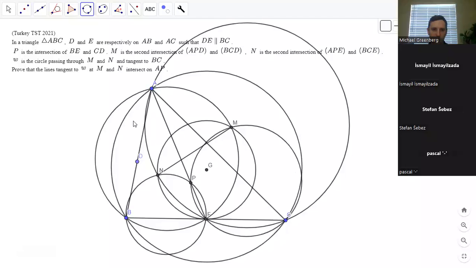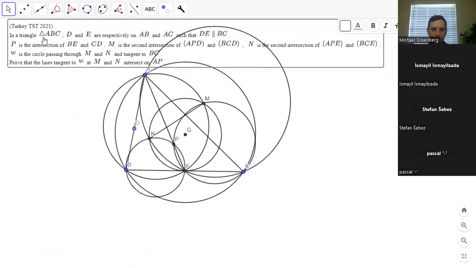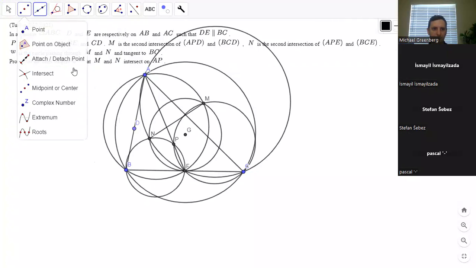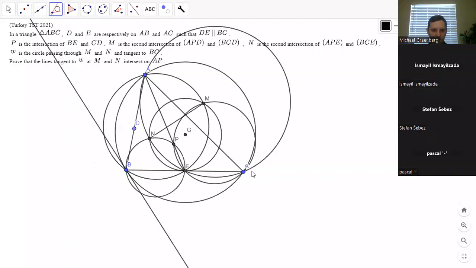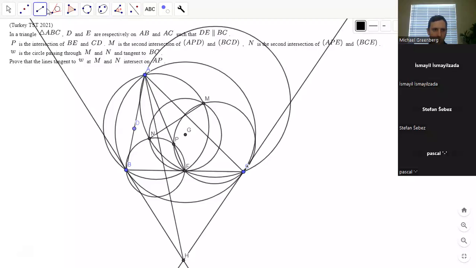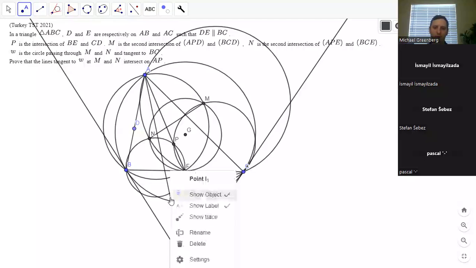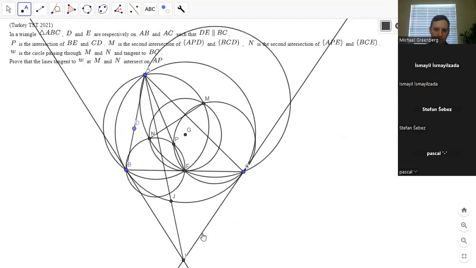Okay. So let's see. Yeah, I could draw the tangents at B and C. That might be the easiest way to do that. So F goes to that point, I. I'm going to call this I just so that other stuff doesn't get renamed to I. Okay. So F and J get swapped.